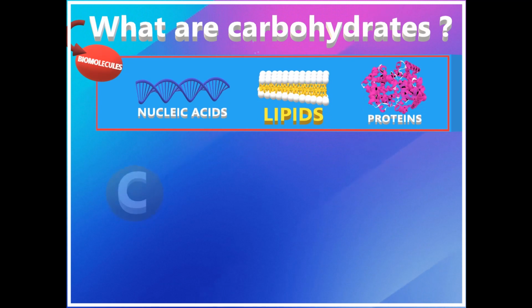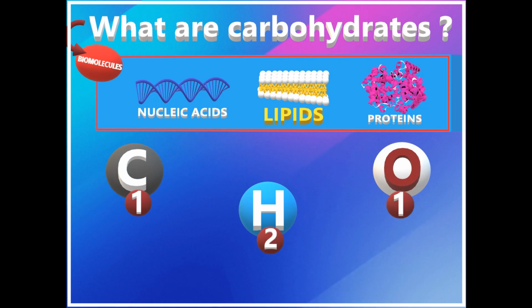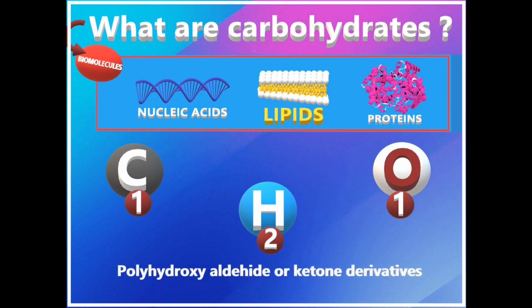Carbohydrates are made of carbon, hydrogen, and oxygen in the ratio of 1 to 2 to 1. They are also polyhydroxyaldehyde or ketone derivatives.